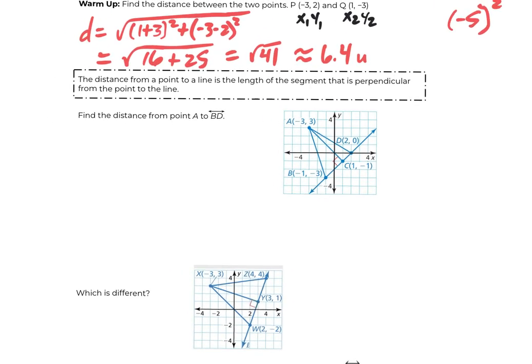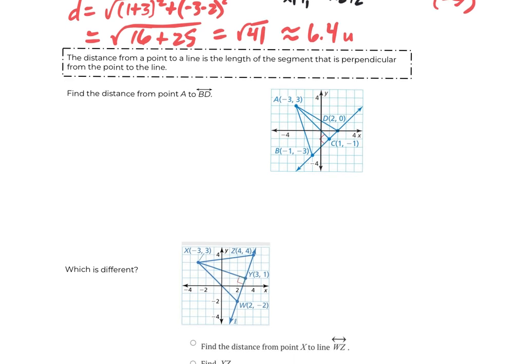Okay, so why do we need to know the distance formula again? Well, today, what we're going to talk about, it says the distance from a point to a line is the length of the segment that is perpendicular from the point to the line. So if I'm up here at point A, and I say, what's the quickest way to get to this line? It's kind of like, let's say I'm going to go from here to Hutch, right? Well, there is no direct path from here to Hutch.